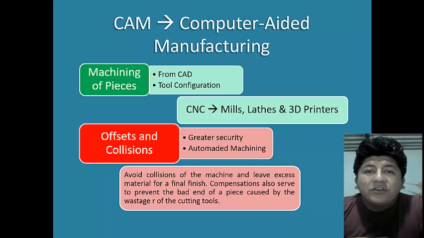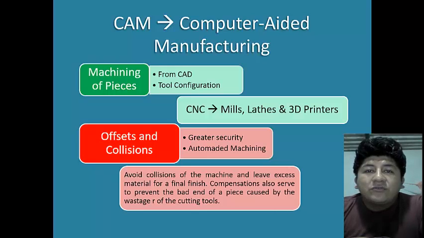The ability to configure the cutting tools and the total area of the piece to be machined, to perform the precise and necessary movements to obtain a finished product, is one of the greatest facilities that the software offers. In the same way, it allows us to make compensation to avoid collision of the machine and to leave excess material for a final finish. Compensation also serves to prevent the bad finish of a piece caused by the wear of the cutting tools.